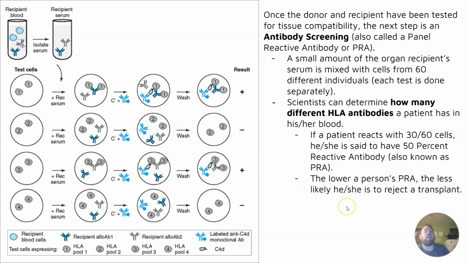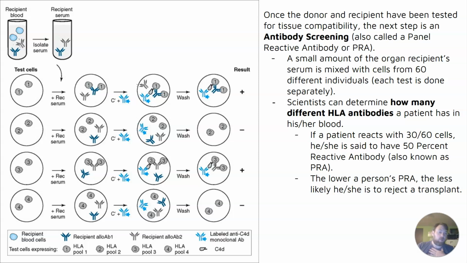Once the donor-recipient pair has been tested for tissue compatibility of the HLA antigens here, we're also going to conduct an antibody screening. So we're going to take a small amount of the organ recipient's serum, the blood that they have, and we're going to mix it with 60 different individuals. These are going to be mostly randomized individuals that have very specific HLA antigens inside them. The scientists can then determine how many different HLA antibodies a patient has in their blood based on how many of these tests produce a reaction.